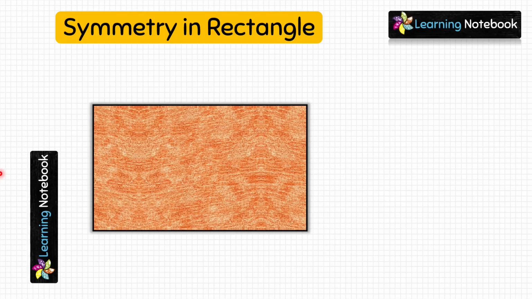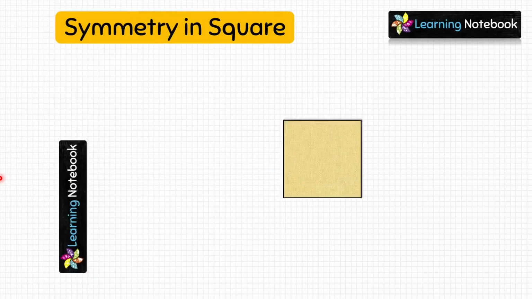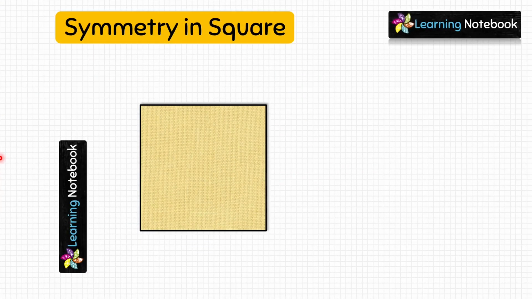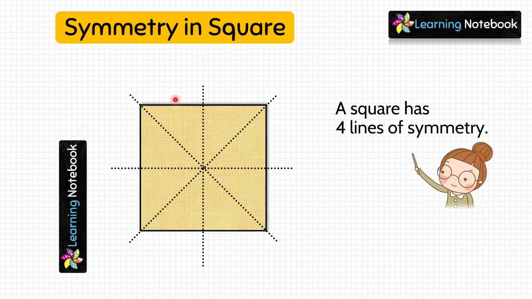Now let's learn symmetry in the next plane figure, which is rectangle. A rectangle has two lines of symmetry. One is vertical and the other is horizontal. So these are two lines of symmetry in a rectangle. Next is symmetry in square. A square has four lines of symmetry: vertical, horizontal and diagonals. So these are four lines of symmetry in a square.